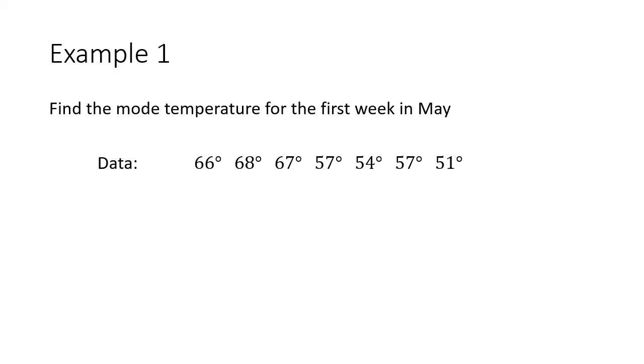Now again, looking at our data set, if I wanted to find the mode temperature for the first week in May, we just want to look for the one that shows up the most often. And in this case, we see that, well, it looks like 57 degrees shows up twice, so the mode of our data is 57 degrees. Everything else shows up once, 57 shows up twice, so the mode is 57. It's what shows up the most.